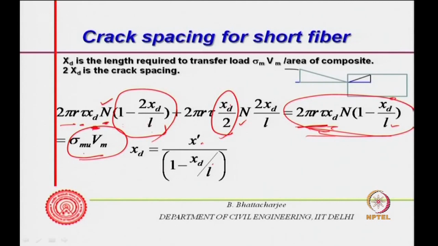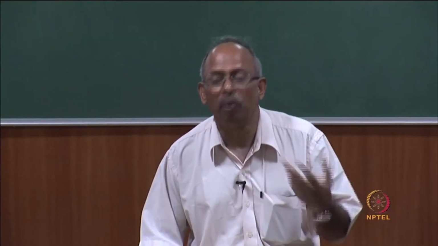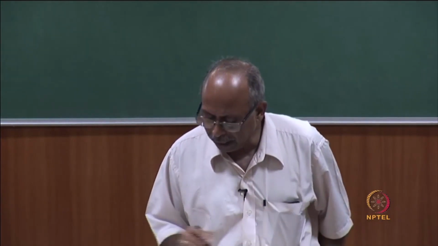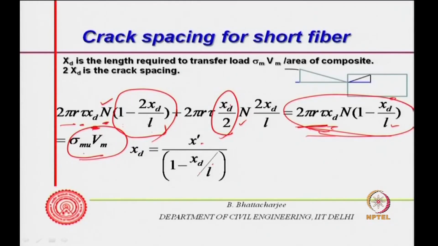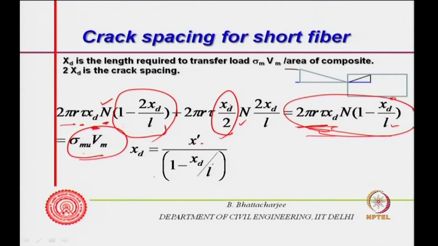So, where x dash stands for a line fiber situation, for x dash we have found out for a line fiber. So, one can write x d will be a function of x d by L. How much is the x d? The x d is just half the spacing between the cracks divided by L. So, that is how you can find out.